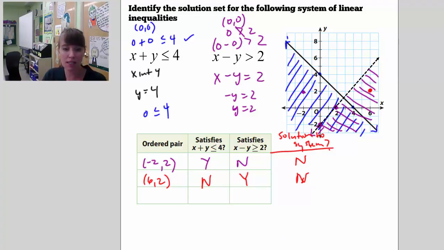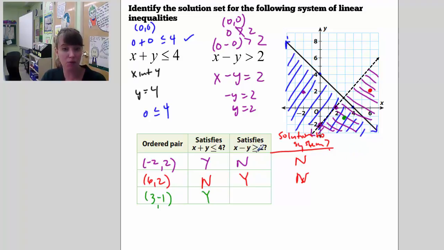Okay, now let's consider a point that's in both of the shaded regions here. So this point is 3, -1. Is it true that 3 plus -1 is less than 4? That is true because that's 2. So yes, it satisfies this one.